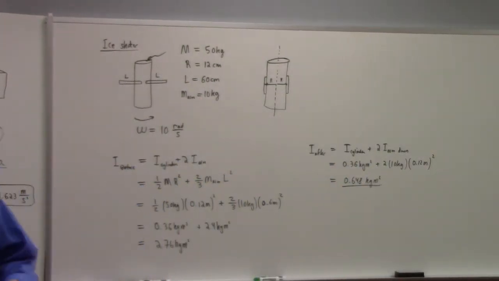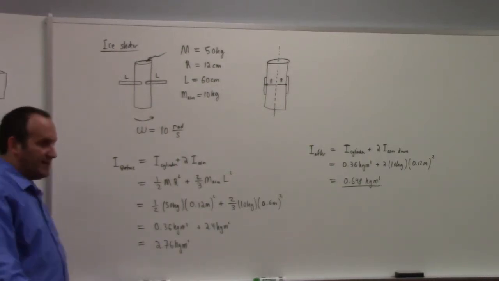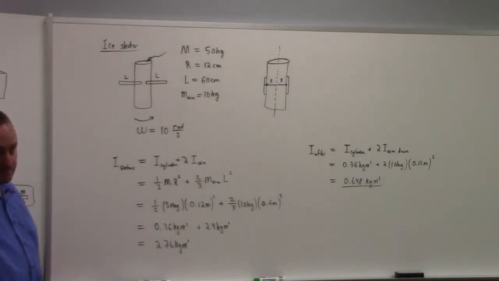So what is conserved in this process? If you're an ice skater and you've got your arms out and you're whipping around at 10 radians per second, is it easy to lower your arms like this? No, it actually requires significant strength to put your arms down, doesn't it? Your arms want to whip out and do that, don't they? Right? So it takes work to bring your arms down, actually.